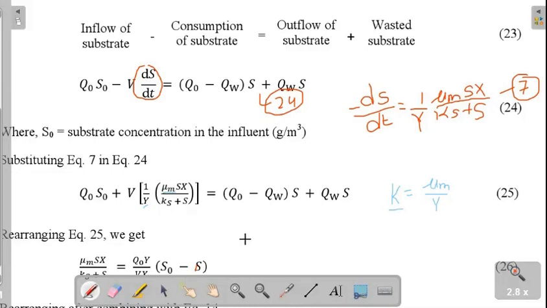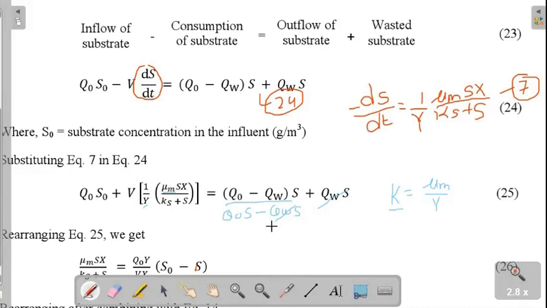Second, before that, remove the terms which are common. If I multiply QW by S, I can write this as Q0 into S minus QW into S. If I write it this way, then the QW S and minus QW S get cancelled. Okay, so what is remaining from this one?